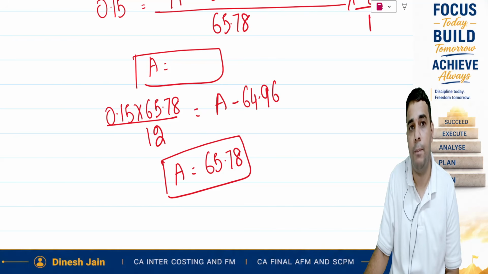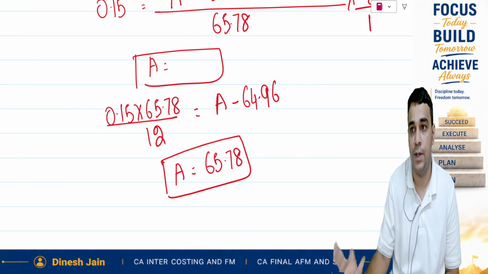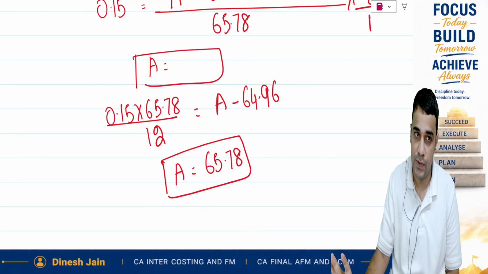Any doubts first on the number here? Got the 65.78? Everyone got it? If somebody is working, you'll have to tell me. I'll wait, else I proceed. Everyone got the number? 65.78.